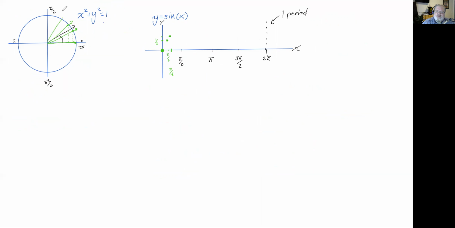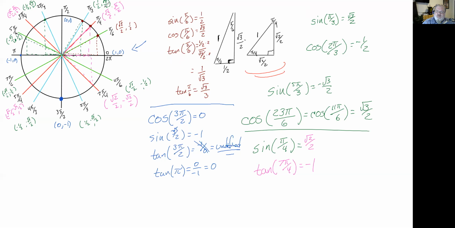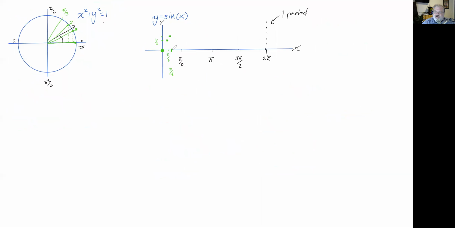We keep going to pi over 3. Pi over 3, if we checked, the sine of pi over 3 was this square root of 3 over 2. So square root of 3 over 2 is certainly more than square root of 2 over 2, because square root of 3 is bigger than square root of 2. So it's going to be a little higher. It's about 0.89, I think. It's going to be up there.